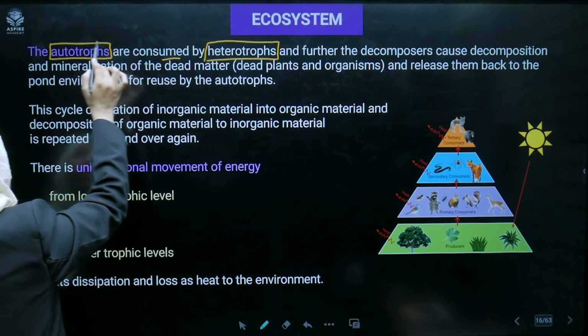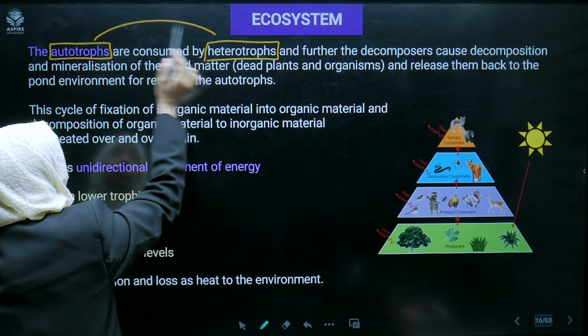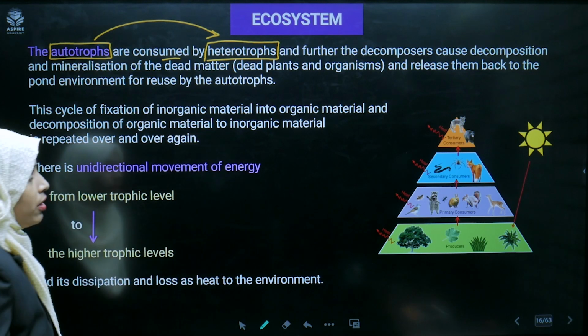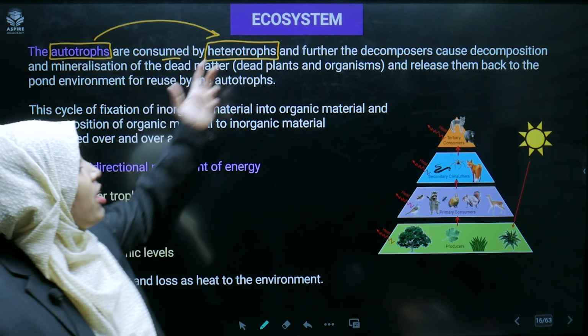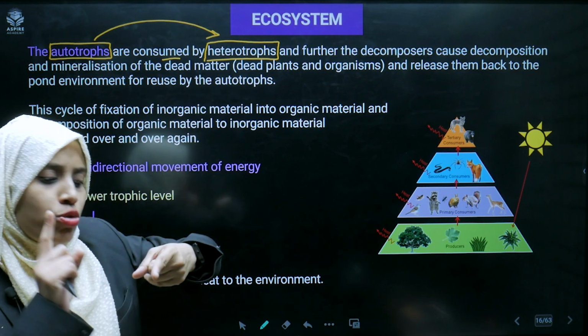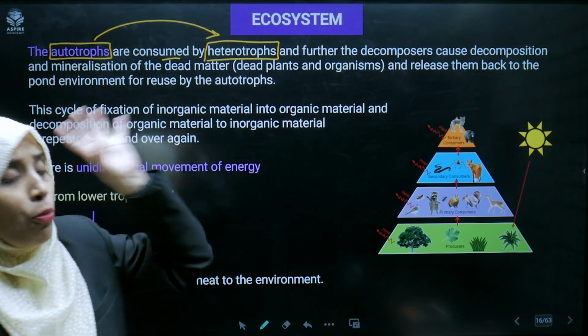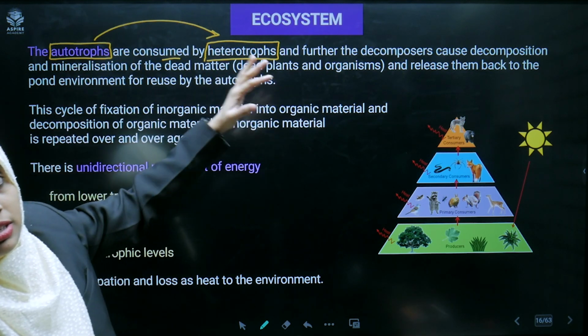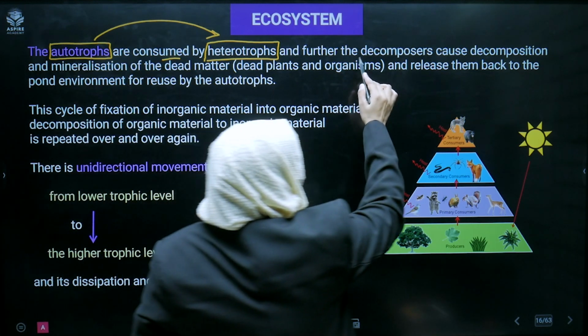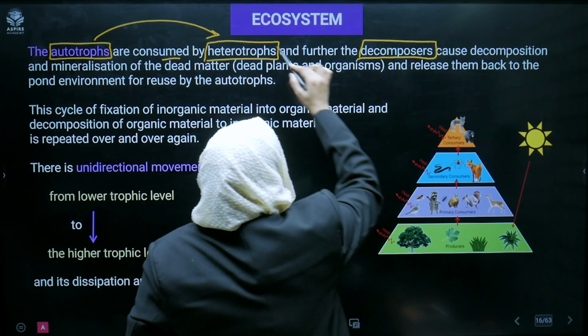Autotrophs producer hai and they will be producing food जिसको heterotrophs खाएगा. And further heterotrophs में बहुत सारे आगे, प्राइमरी कंज्यूमर, सेकेंडरी कंज्यूमर, टर्शियरी कंज्यूमर, top level consumer also. When the top level consumer will die, ठीक है, they'll again return back to the soil by the decomposers.